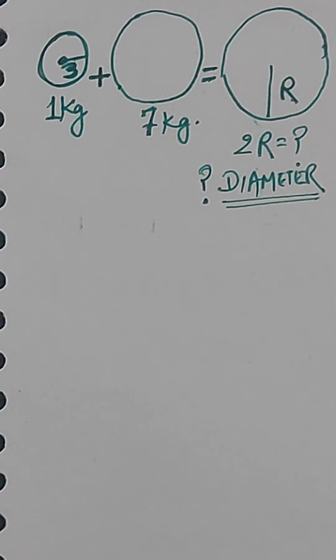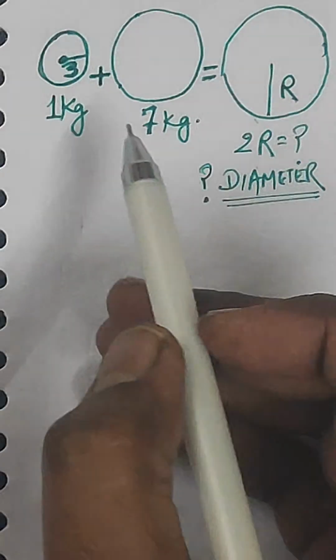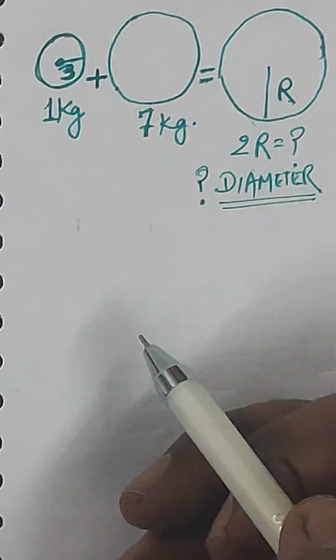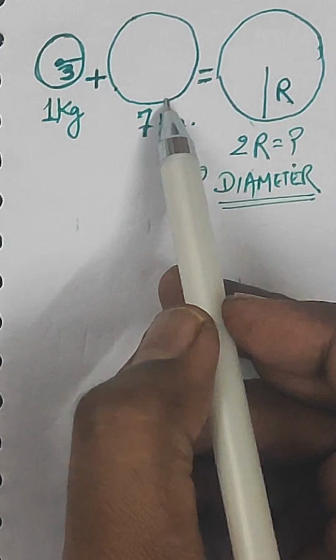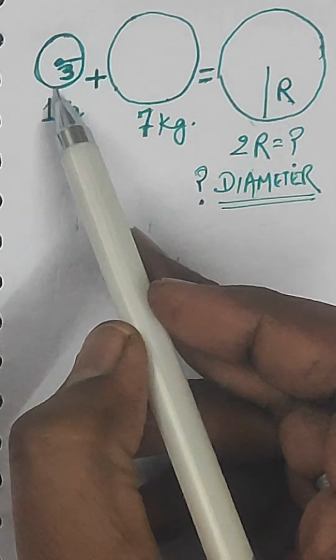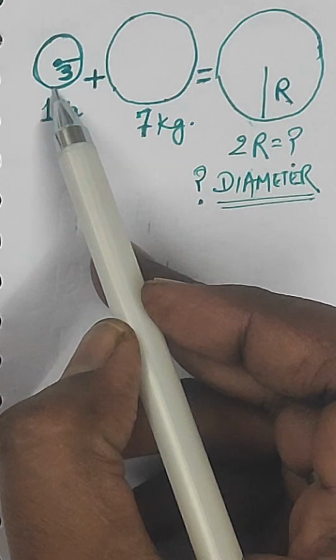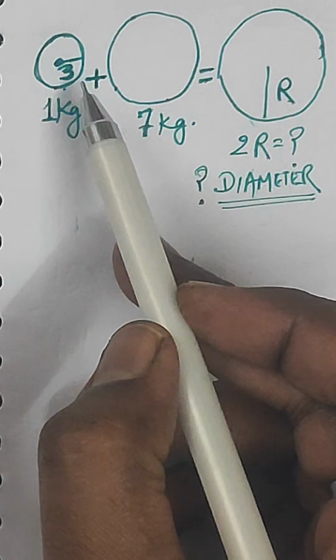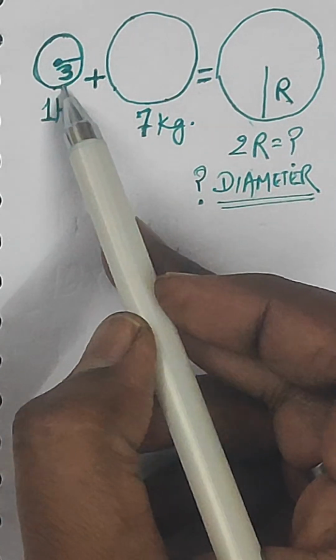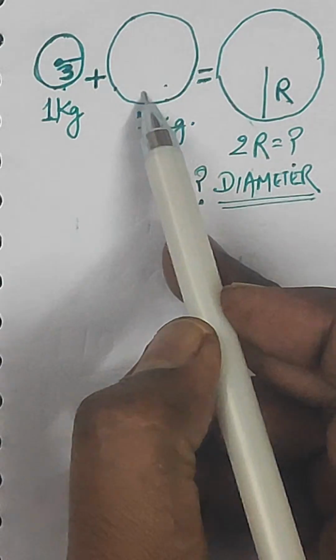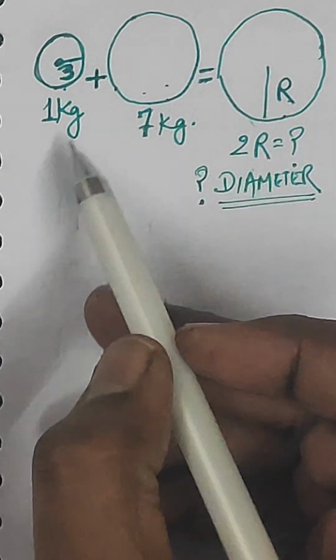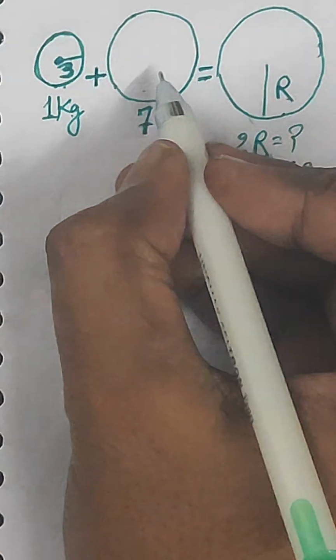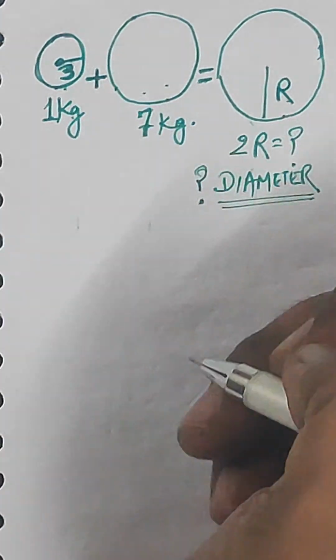Now students, this is the only data which is given to you. How to proceed forward? Just see. The radius of one of the spheres is given to you, and the radius of this sphere is not given to you. If the radius of this sphere is given, we know the formula of volume of a sphere, that is 4 by 3 pi r cube. If we know the radius of both the spheres, then ultimately this would be calculated. But here it's not given. What is the radius of this one is not given to you.